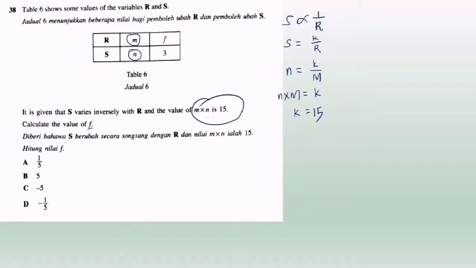We write the complete equation s equals 15 over r. So you substitute k into here. Okay, so now when you have the complete equation, you need to find the value of f. So s equals 3, so 3 equals 15 over f. 3f equals 15, f equals 5. So the answer is B.